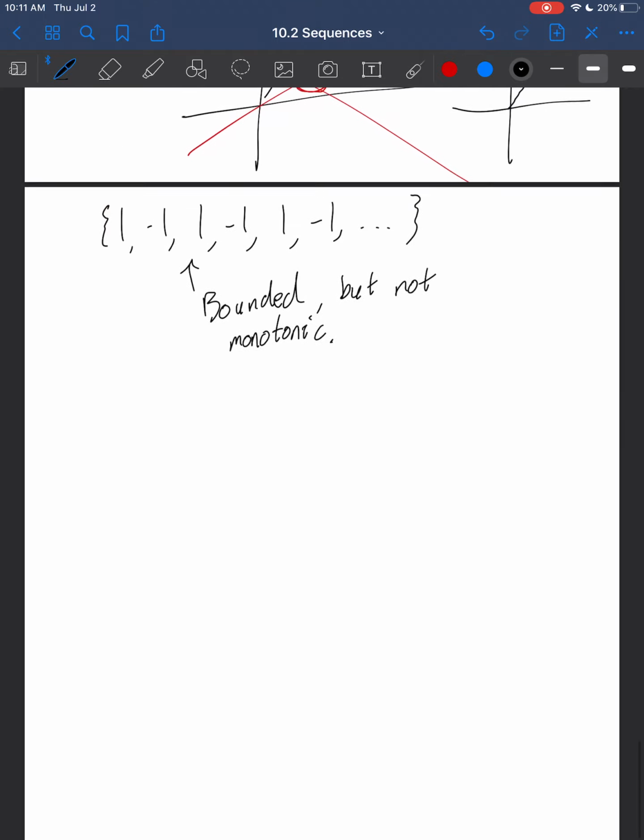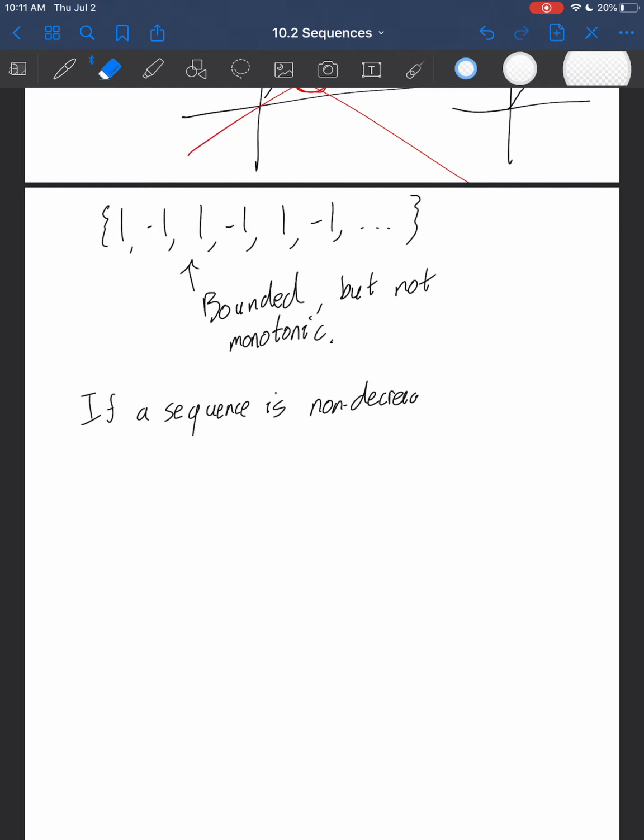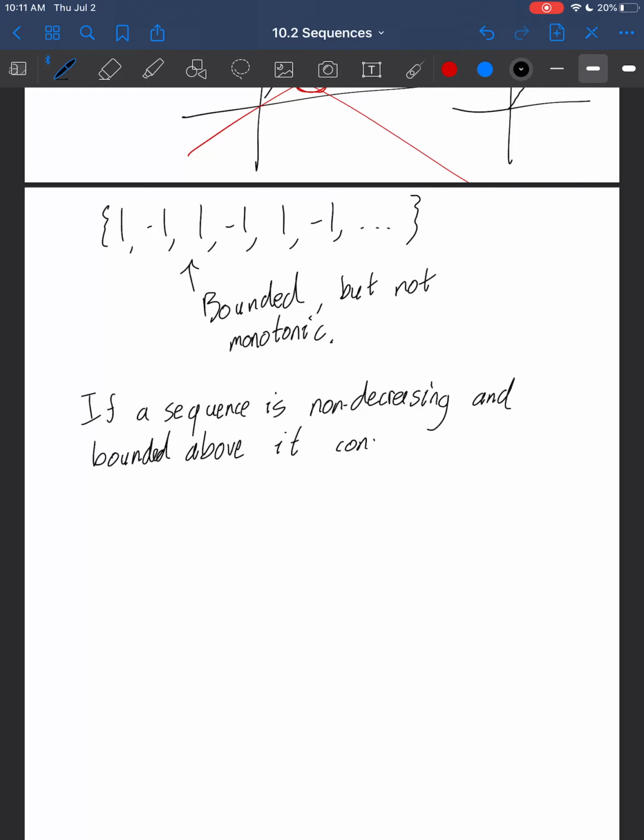Okay. So the reason we care about these is that if a sequence is non-decreasing, so it's always at least going up or staying the same, and bounded above, it converges.